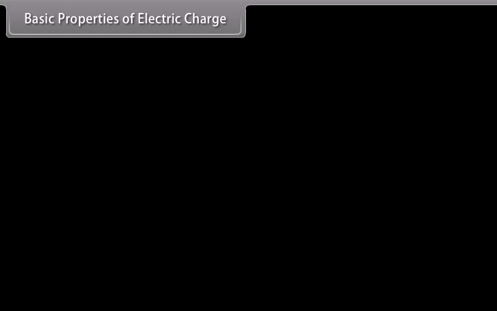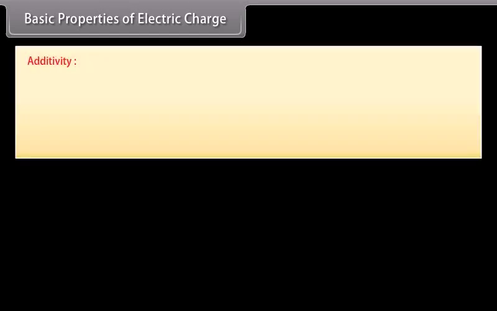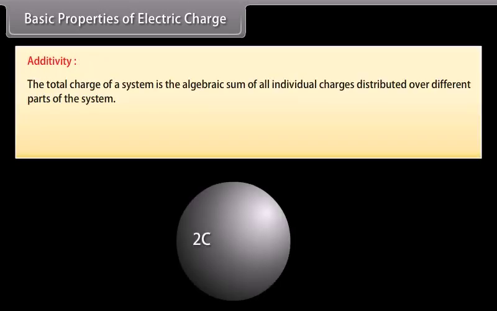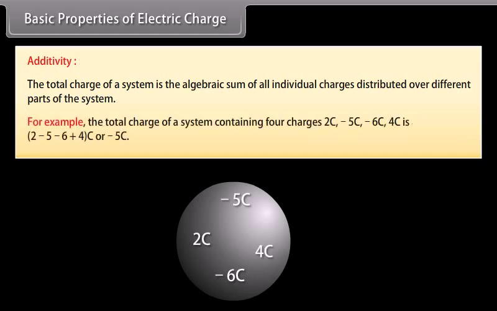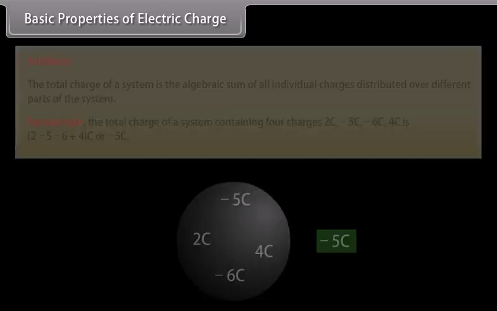Basic properties of electric charge. Additivity. The total charge of a system is the algebraic sum of all individual charges distributed over different parts of the system. For example, the total charge of a system containing 4 charges, 2 coulomb, minus 5 coulomb, minus 6 coulomb and 4 coulomb is equal to minus 5 coulomb.